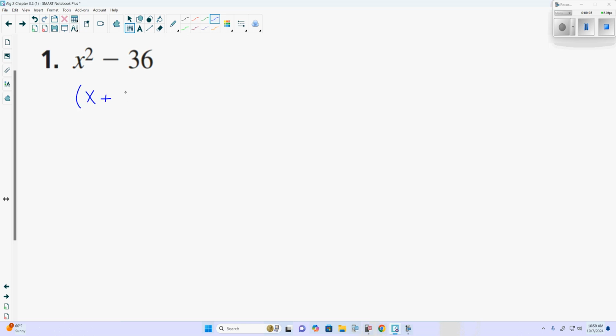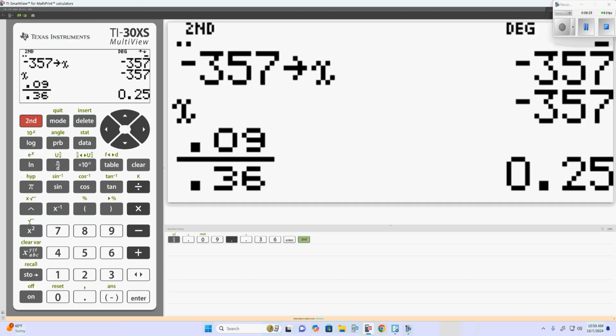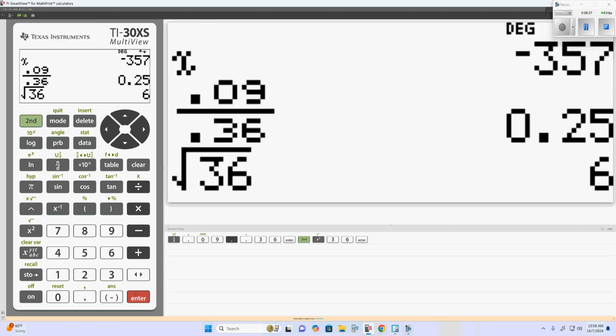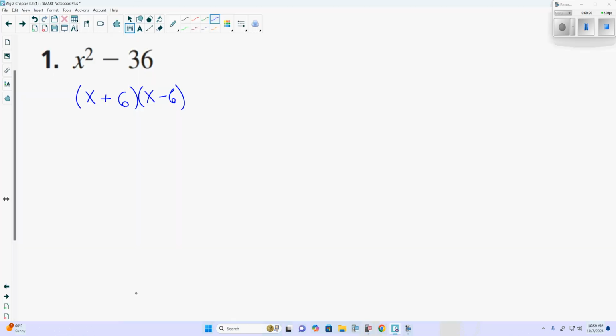x plus 6, x minus 6. And one way, if you're not sure, especially if one of the numbers is a perfect square, we can just take the square root of it with the calculator. Here the square root of 36 is 6. So the calculator can check and at least tell us what the perfect square is.